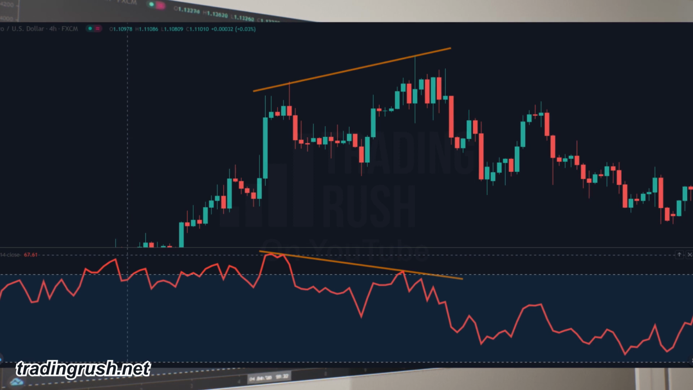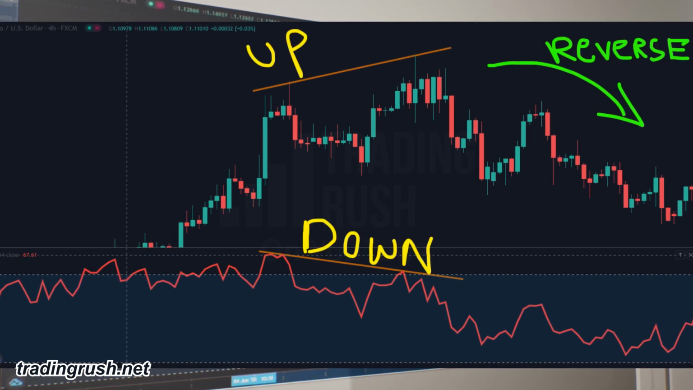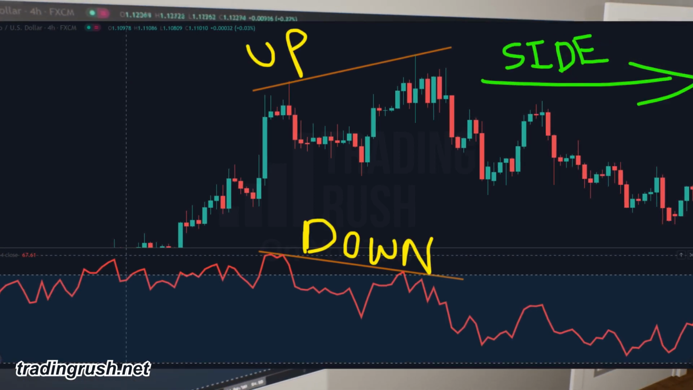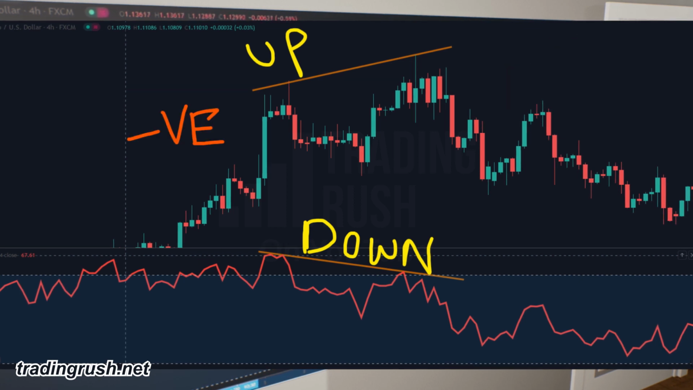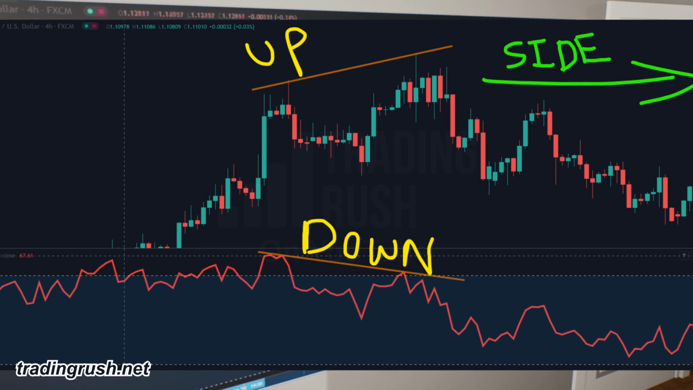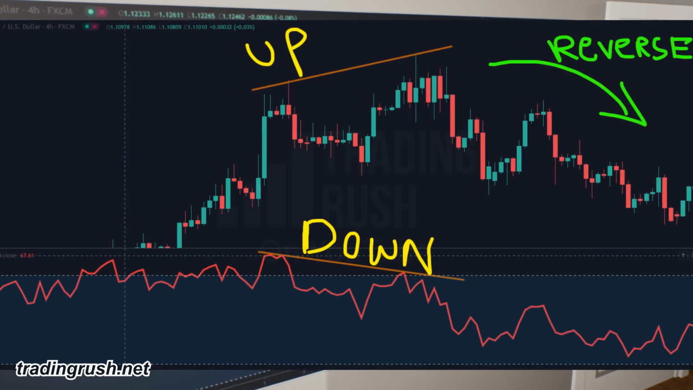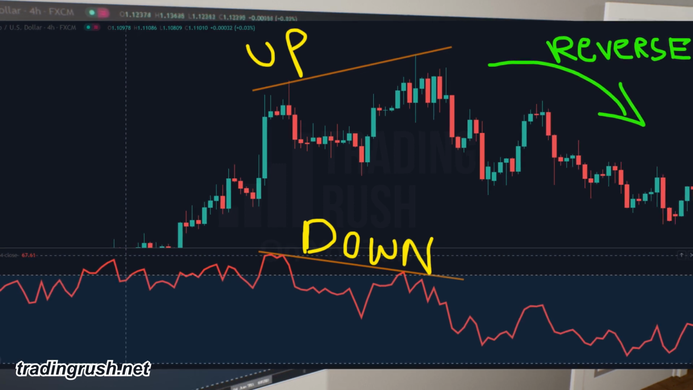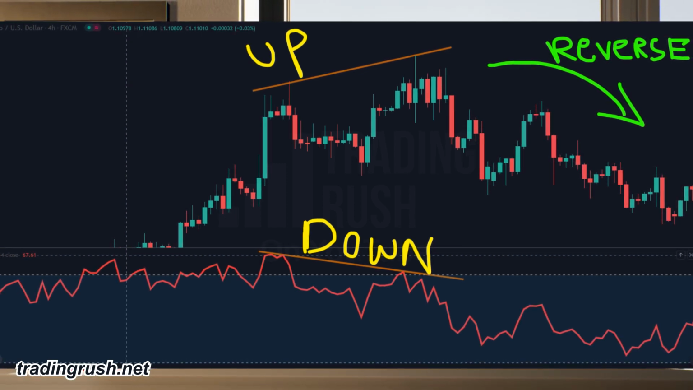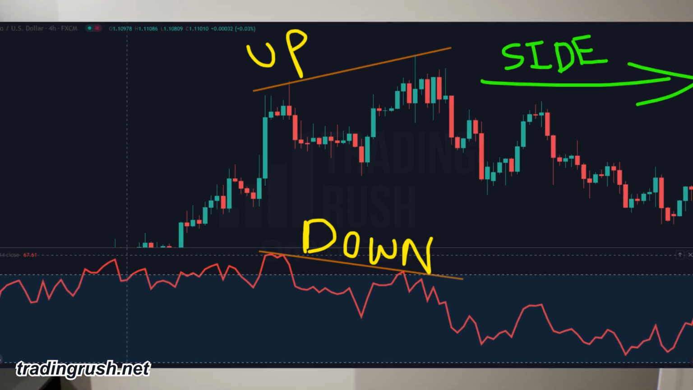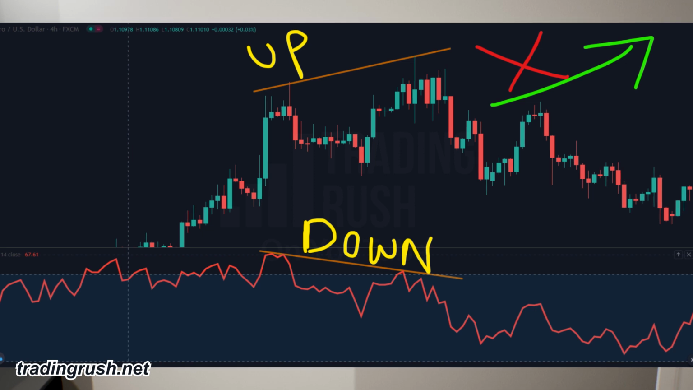When divergences occur, there is a chance that the trend can reverse or go sideways. In an uptrend, if you see a negative divergence, there is a high chance that the uptrend will turn into a sideways trend or go in the opposite direction. If you have a position open, you should maybe consider closing it or setting a stop loss, because there is a chance that the price will stop moving further in your favor.